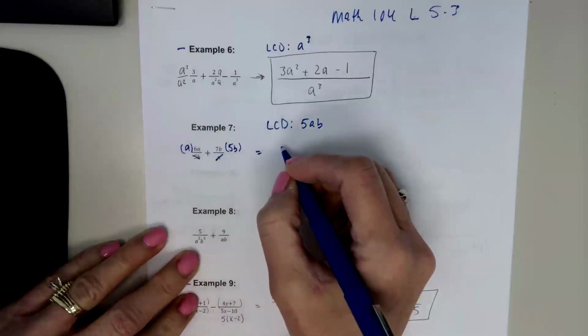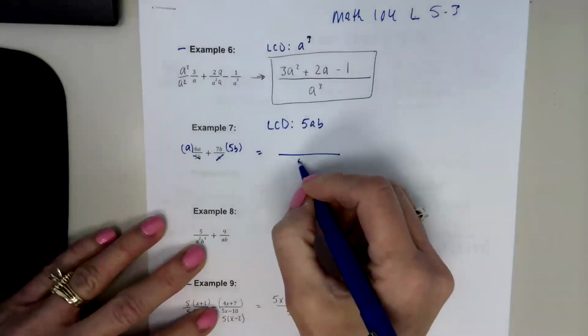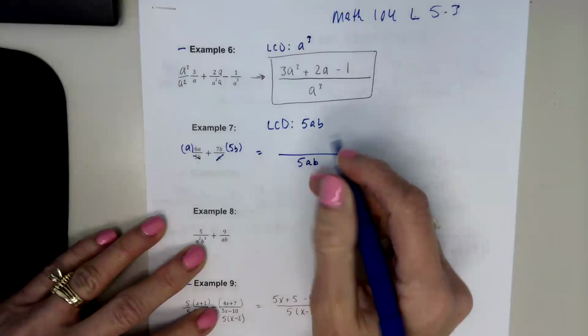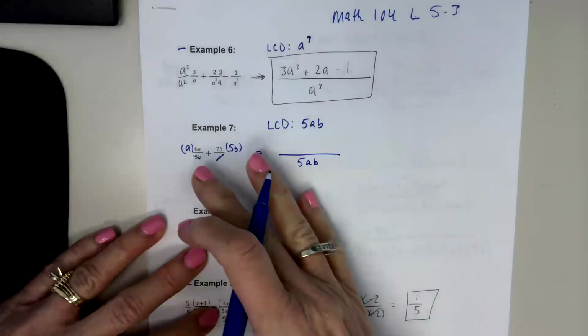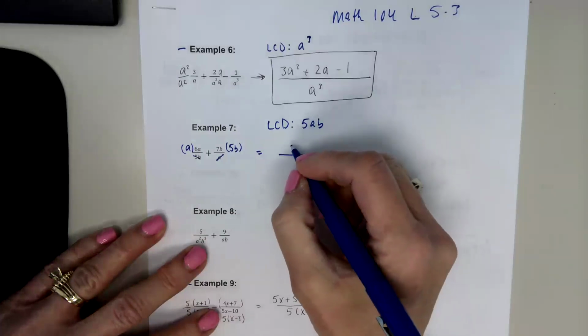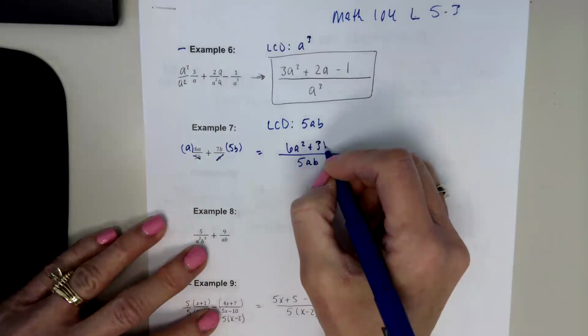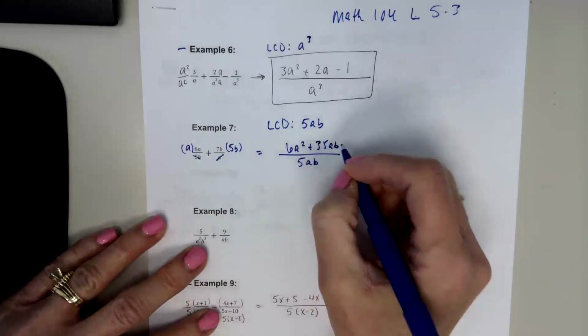Okay, so we have, well, we're going to still need the denominator because we're not solving equations, we're adding or subtracting fractions. That means we still need the denominator. So we have 6A squared plus 35AB.